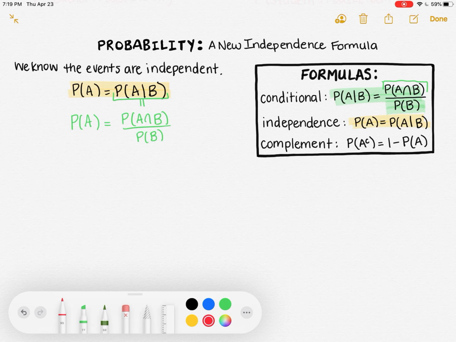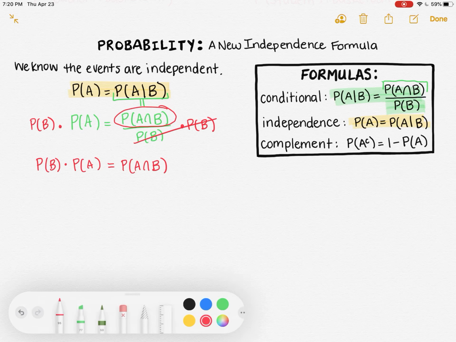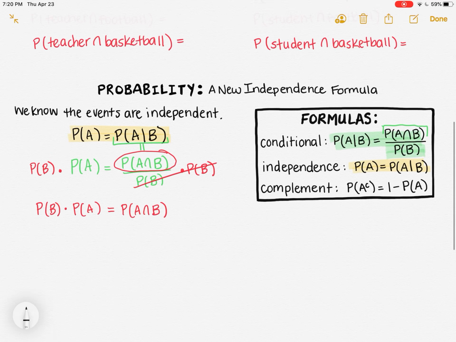Now, as you remember from the previous page, we are looking to find the probability of the intersection of different events. So we want to isolate the probability of the intersection of A and B. And by isolate, I mean we want it to be by itself on that side of the equation. So to get this by itself, we need to move the probability of B in the denominator. And we can do that by multiplying by the probability of B on both sides. So on the right side, the probability of B cancels out. And on the left side, we have the probability of B times the probability of A.